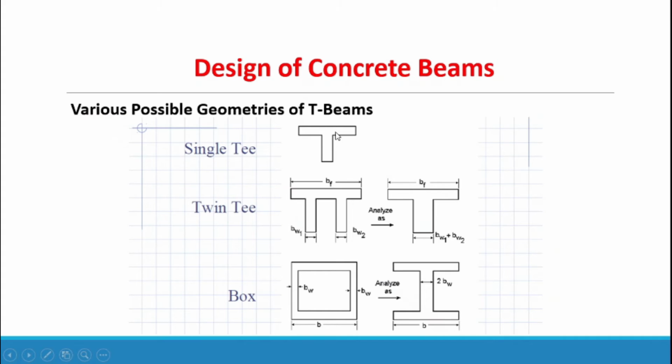And for various possible geometries of T-beams, we have the single T, which forms a T shape, and the twin T. To analyze, we will combine the width of base 1 and base 2, and that's the total bw, and this will form a T-beam. And for the box, we will combine the bw left and bw right, and it will form 2 bw.